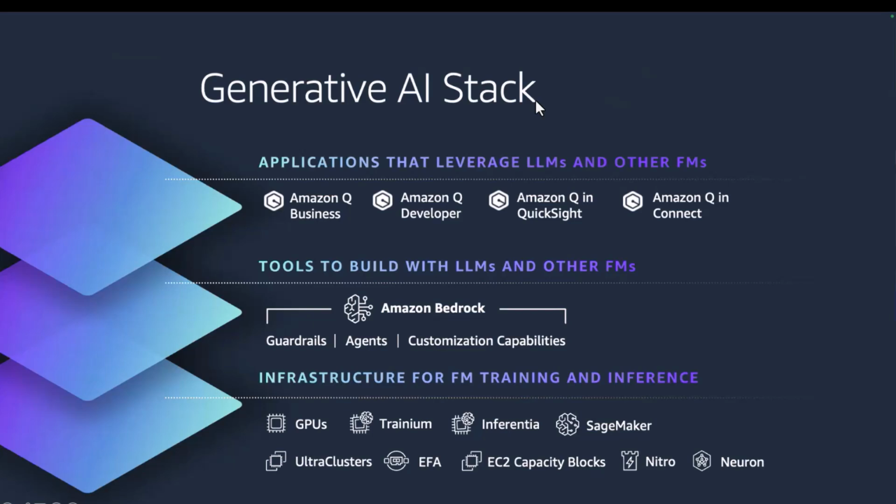At the top of the stack, we also have applications that themselves leverage large language models and foundation models, so that you don't really have to build the applications yourself. And here I am talking about Q. And Q, you can think about it as an umbrella of different products. So here we have listed Amazon Q Business, Amazon Q Developer, Amazon Q in QuickSight, and Amazon Q in Connect. Q, like I said, sits at the top of the stack, and the point being is it's about creating rich Gen AI driven experiences for different situations.